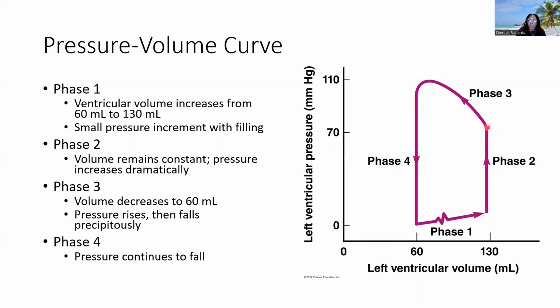And then in phase 3, we have ejection. And as you would expect, volume must decrease if we are ejecting blood. So our curve moves backwards, because we're going from 130 to 60. So this is what gives us the loop in our curve. And then phase 4, pressure falls, volume stays the same. Isovolumetric ventricular relaxation. Our vertical line again, because the volume doesn't change for phase 4, but the pressure decreases sharply, and then we go back down and start our cycle again.